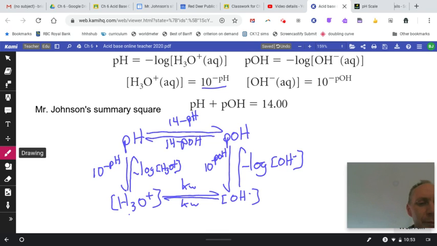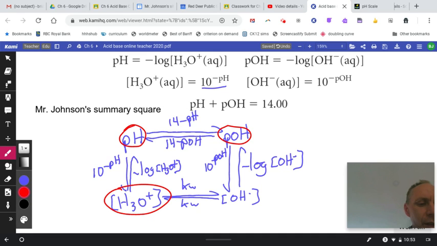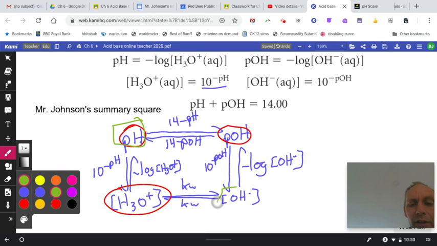Now, one of the useful things about this is I call them one-step and two-step problems. If I want to get from pH to pOH, that's one step. If I want to get from pH to hydronium, that's one step. What if I want to get from pH over to hydroxide? That's a two-step problem. I can go pH to pOH and then to hydroxide, or I can go pH to hydronium and then to hydroxide.